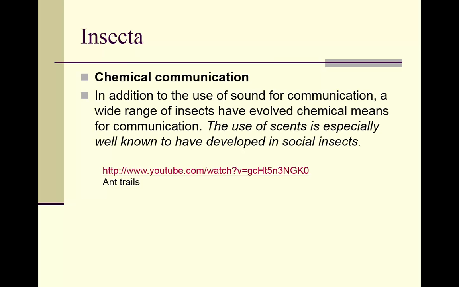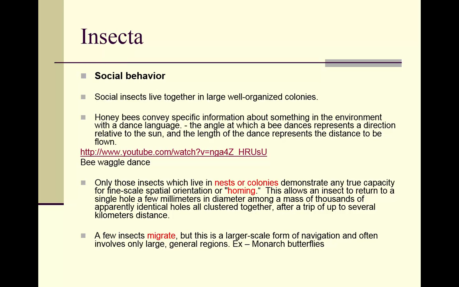Insects also communicate by chemicals or pheromones, and they use these scents. And these are going to be very social insects like ants, and I'm going to also show you that YouTube video. As far as social behavior, a lot of them live together in well-organized colonies. We think of bees living that way. And they can communicate with each other by a dance language, where the angle it dances represents a direction relative to the sun, and how long the dance lasts is how far you have to fly to get there. I'll show you that video also.